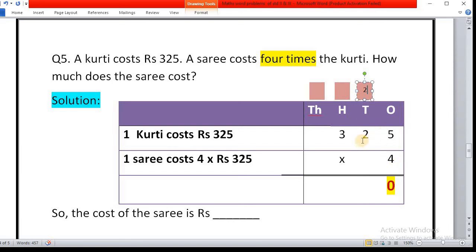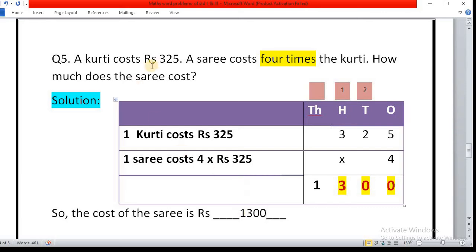4 2s are 8. Plus 2 will be 10. 0. Again 1 is carried on, which I'll write in hundreds place. 4 3s are 12. Plus 1 will be 13. So the cost of sari is rupees 1300.